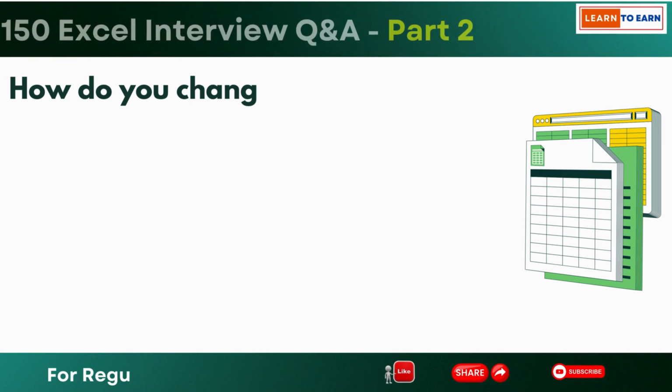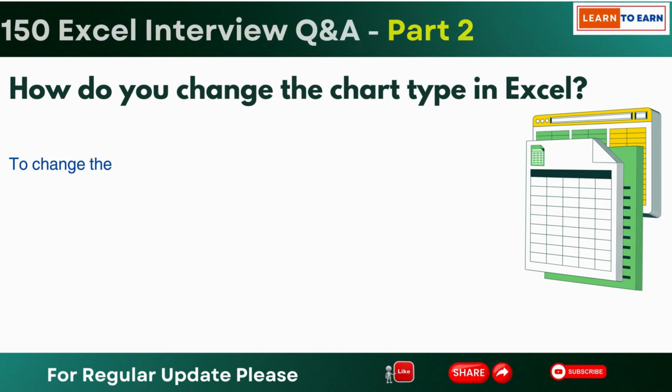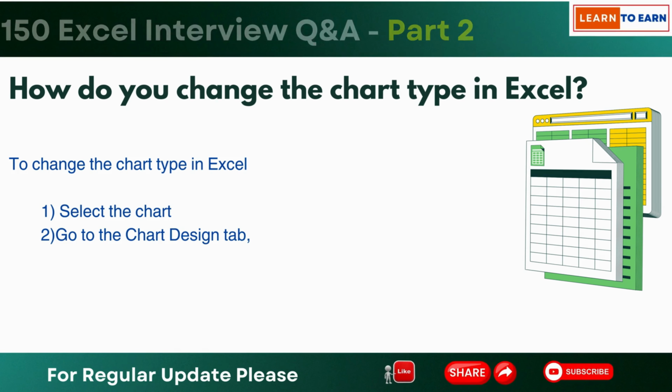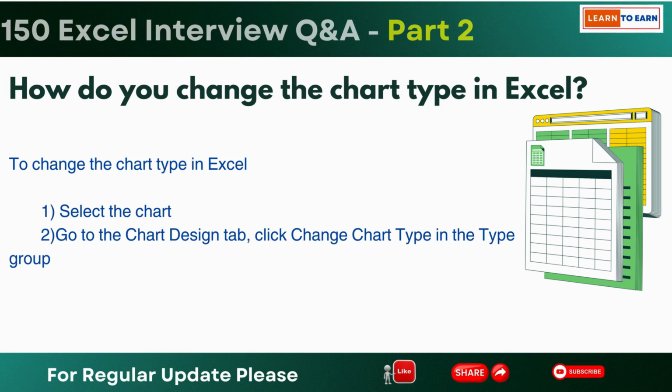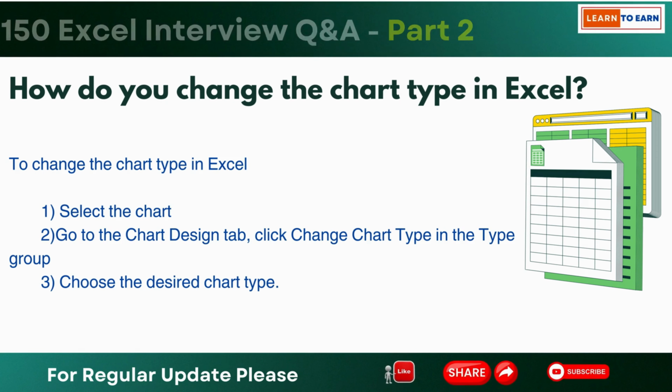How do you create a chart in Excel? To create a chart in Excel, select the data you want to include in the chart, go to the Insert tab, click on the desired chart type in the Charts group and follow the prompts.